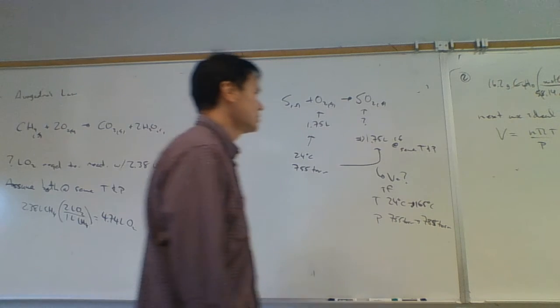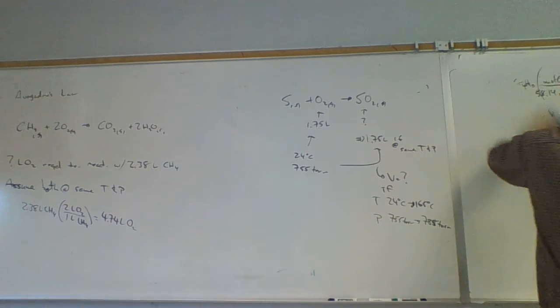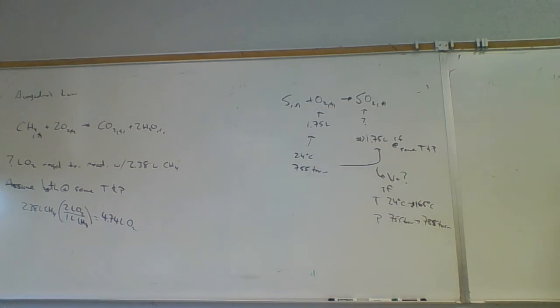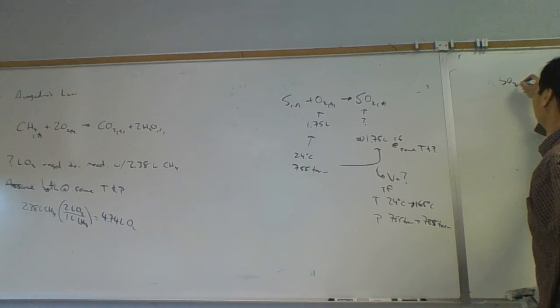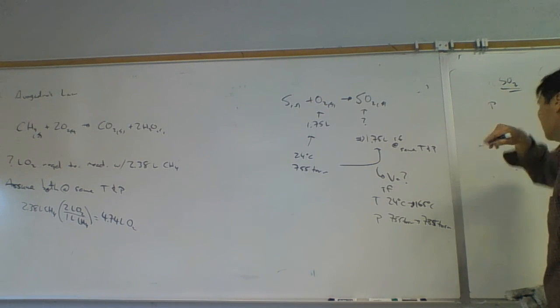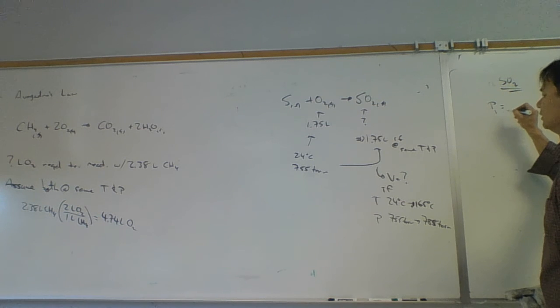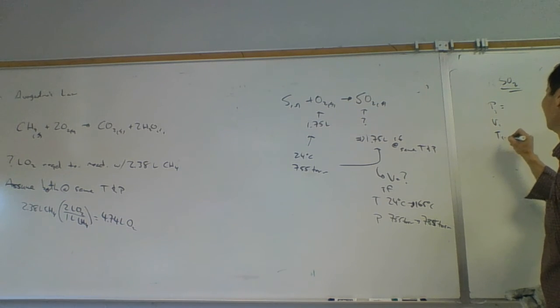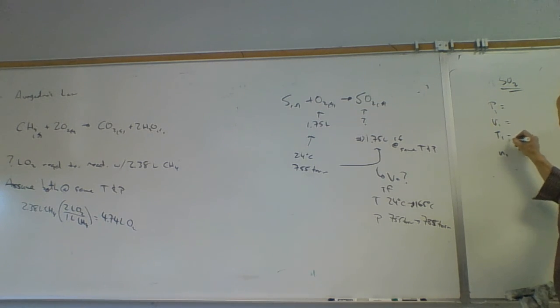And so you know what this is? This is perfect for the combined gas law. And so we're looking at SO2. For the SO2, initially it's going to be 1.75 liters. So P1, V1, T1, N1. This is what we need for the combined gas law. And then we're going to switch it to P2, V2, T2, N2.